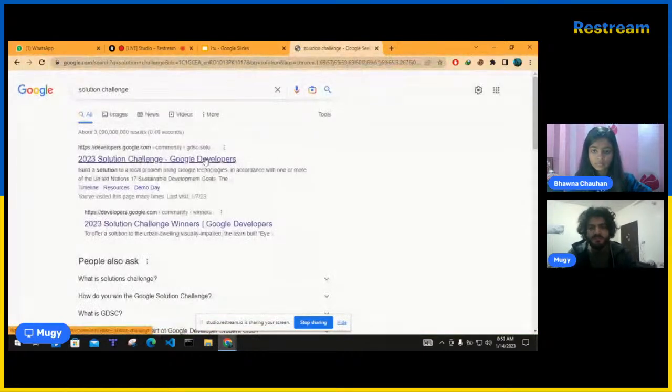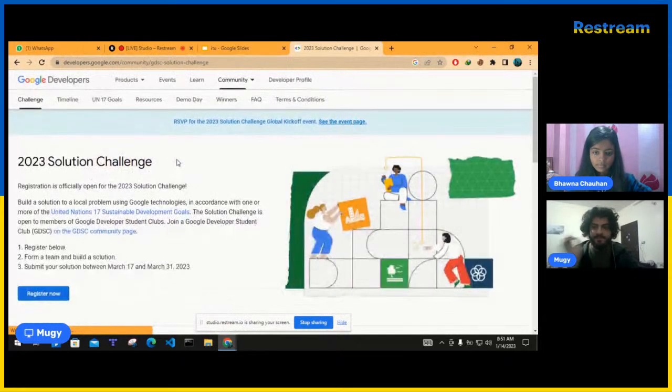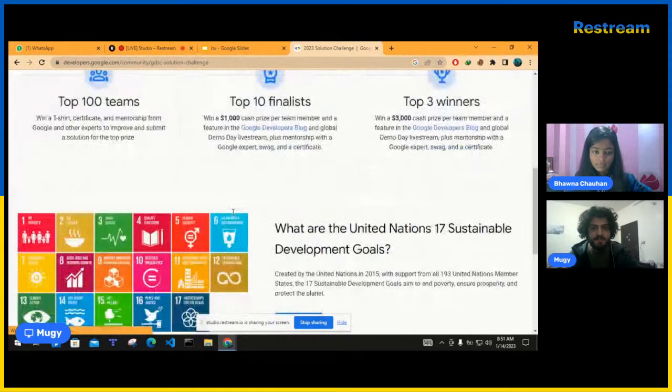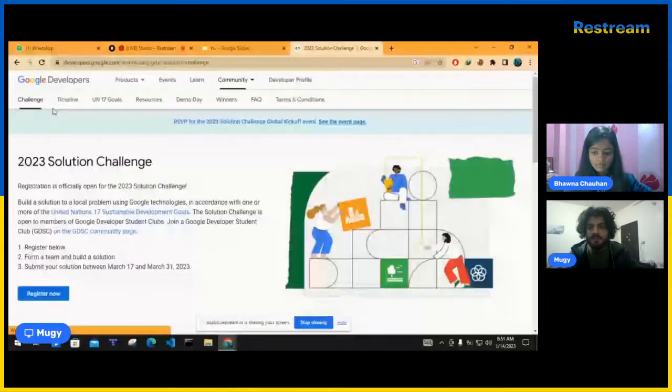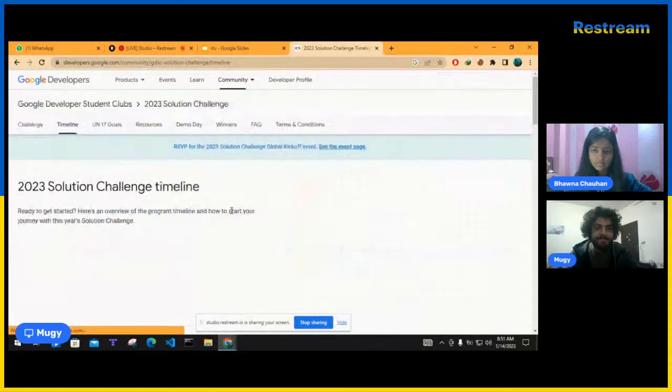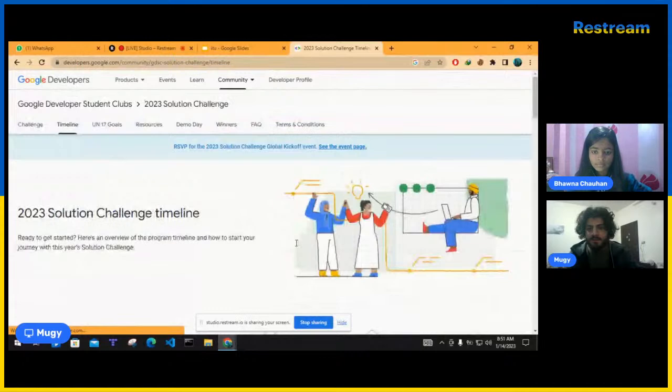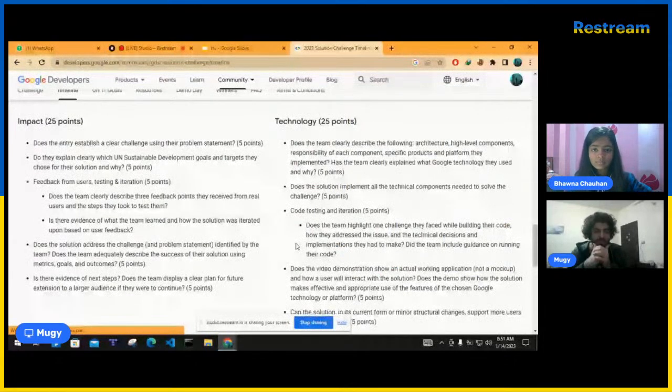They did some little changes with the evaluation criteria. Let me just show the updated criteria. If you go to the criteria, they have 25 points for impact, and they are giving 25 points to technology. So last year, these points were 100, but this year they have just reduced it to 50 points. So you don't have to think about these points right now.